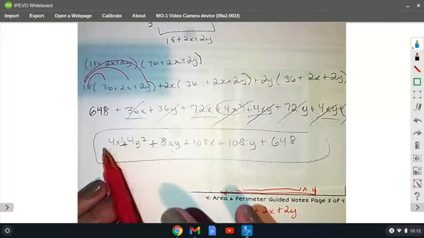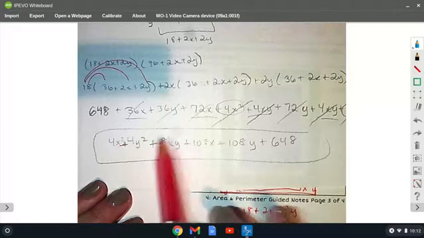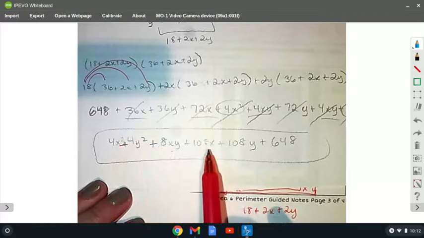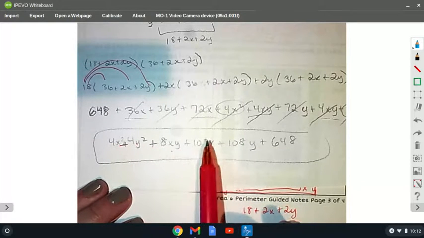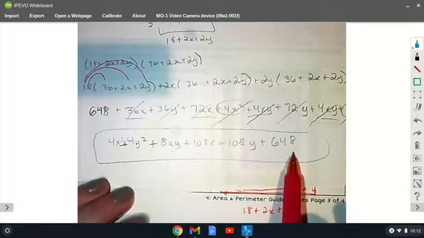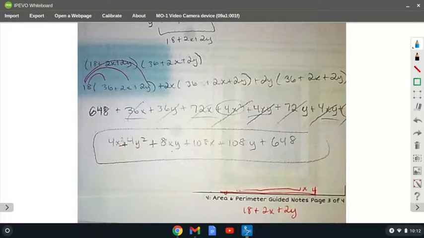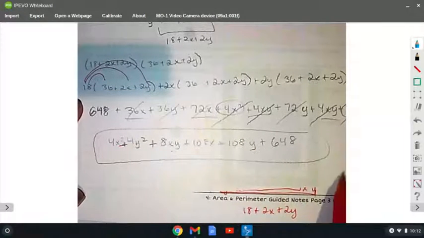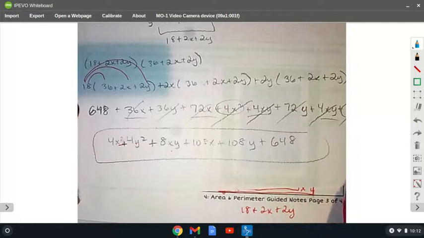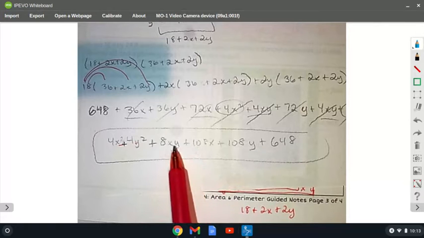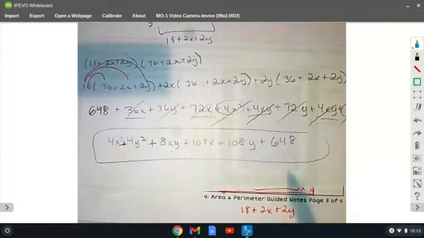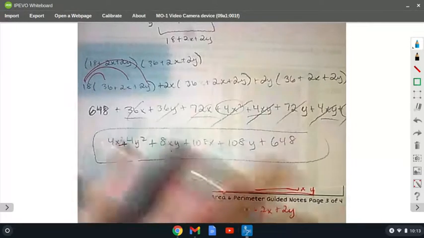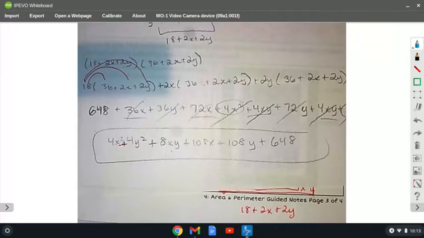Okay, and those came in front, then the xy, because these all have a degree of 2. So I just have them in alphabetical order. And then I did have some like terms I could combine for x and y, and then my 648 was alone. So this would be the area if we put a fence around the whole thing. Now you couldn't give me an exact number unless we could name x and y. For now, you can just give me polynomials. When we get into factoring next month, you'll be able to give me exact values for problems like this.